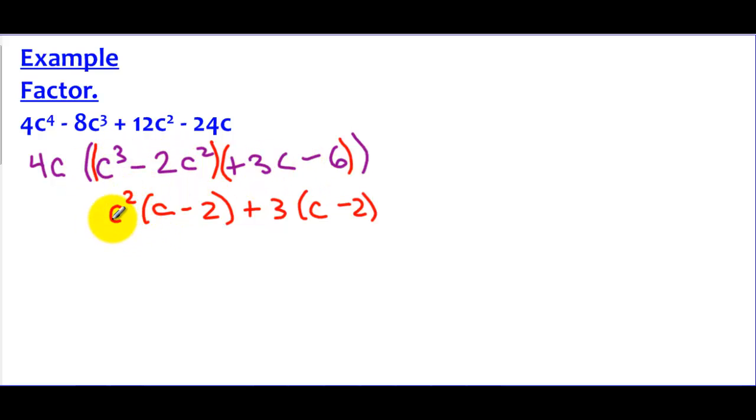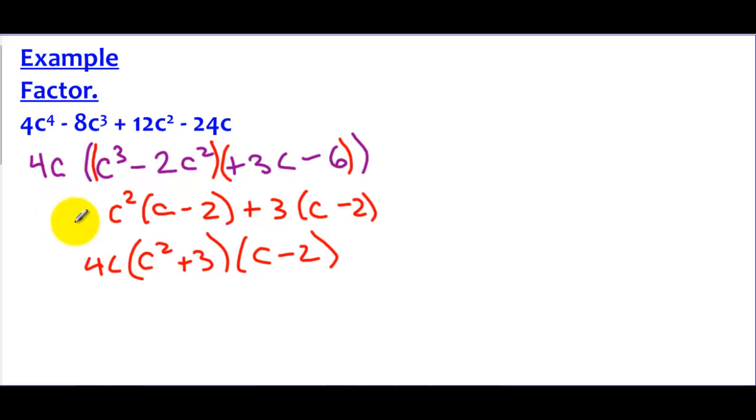So I can regroup now. I can say c squared plus 3, right, that's the GCF parts, and then the common c minus 2, well, that's going to be a part of the factors. And then this 4c that was out here, that's also going to be out front. Okay, so don't forget to bring down the 4c.